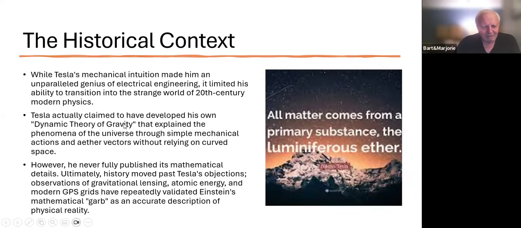Tesla claimed to have developed his own dynamic theory of gravity that explained the phenomena of the universe through simple mechanical actions in ether vectors without relying on curved space, but he never fully published its mathematical details, and history has moved past Tesla's objections. We have observations of gravitational lensing, atomic energy, and modern global positioning system grids that have repeatedly validated Einstein's mathematical garb as an accurate description of physical reality. It doesn't mean that Tesla's is not a valid description. It just means that we don't have it, and that what Einstein did have, people are familiar with.